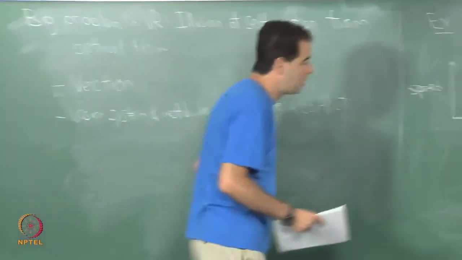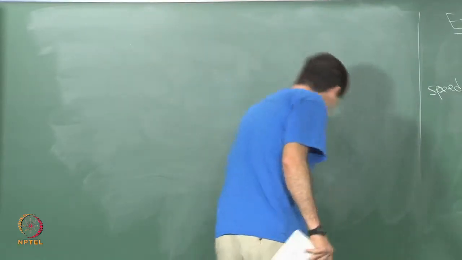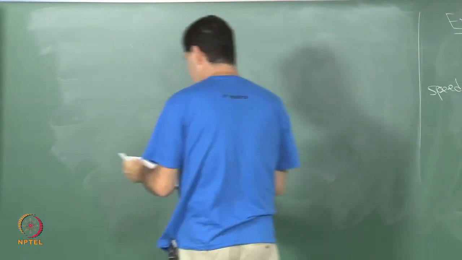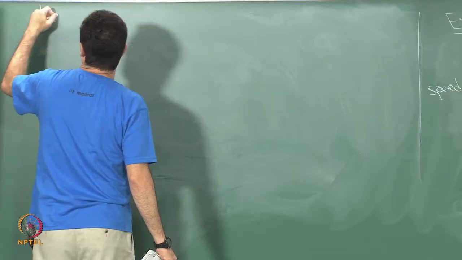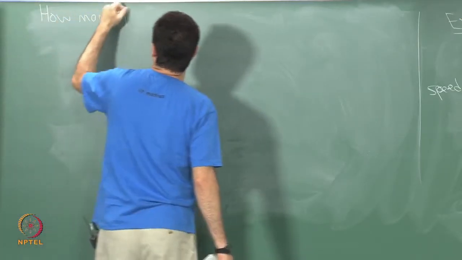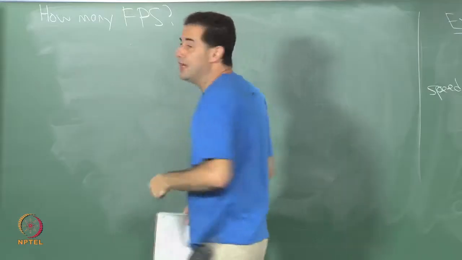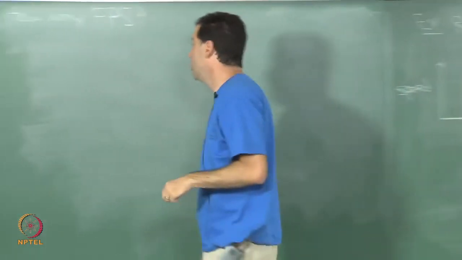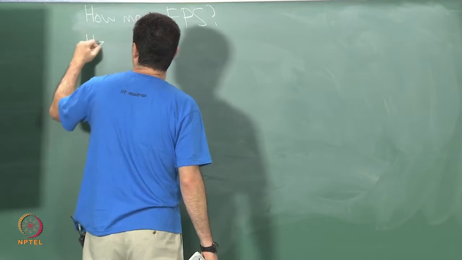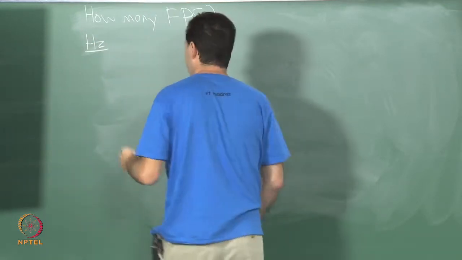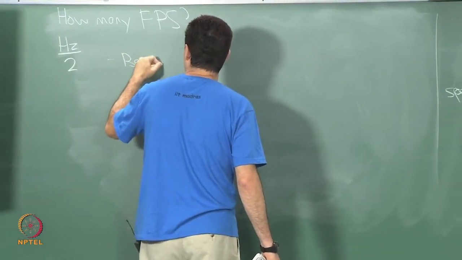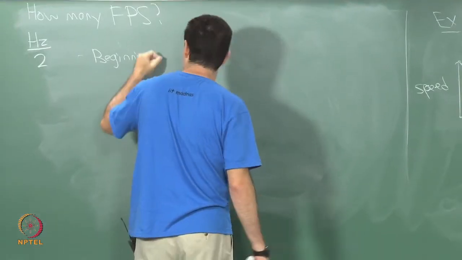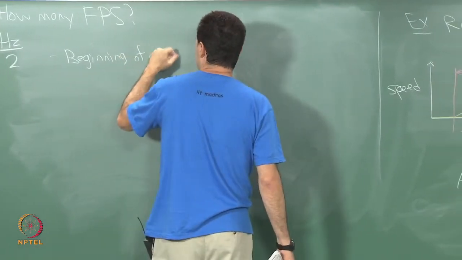And now I want to talk about various frame rates, and give a kind of historical perspective as well. So let me write over here how many frames per second do we need? It depends on what you want. So in terms of hertz, if we go as low as 2 hertz, we end up with the beginning of perceived motion.